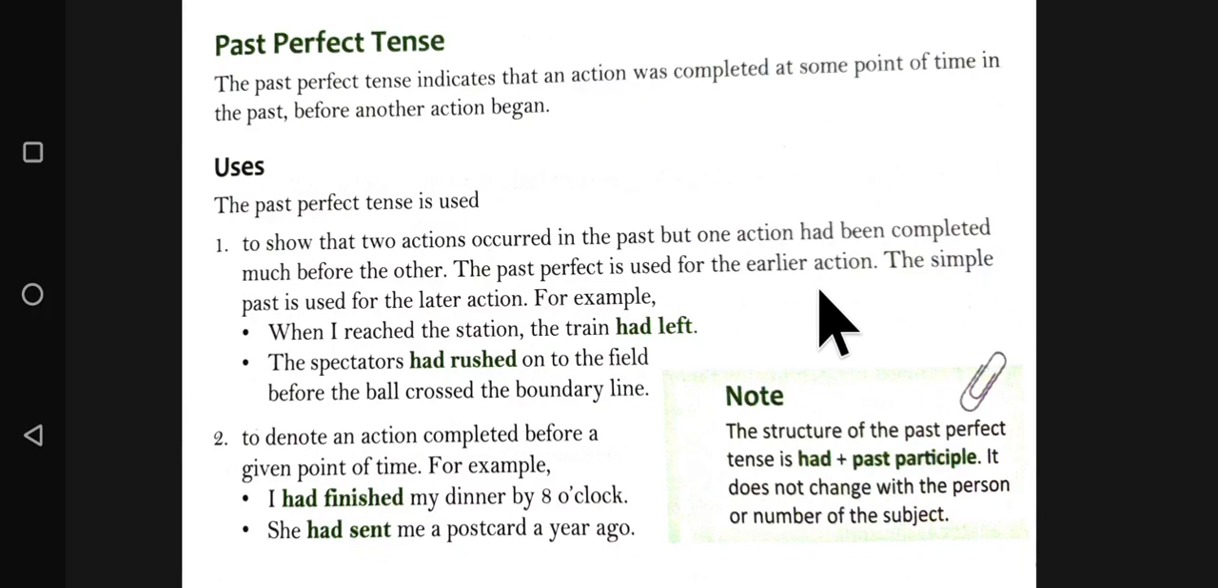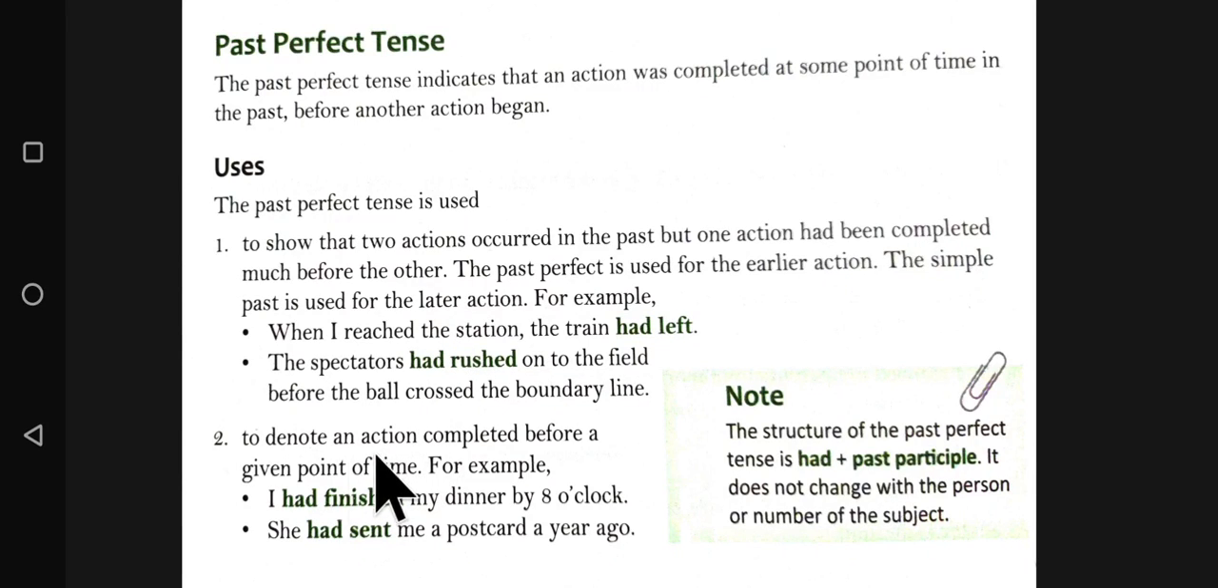Example, when I reached the station, the train had left. So, as you can see, students, here are two actions. First action is reaching to the station, and the second action is the leaving of train. So the past perfect tense is used for the earlier action. So what is the earlier action? Which action happened first? The leaving of train. So the train had left. Okay. So in such cases we use past perfect tense.